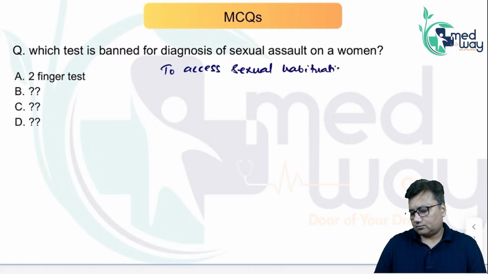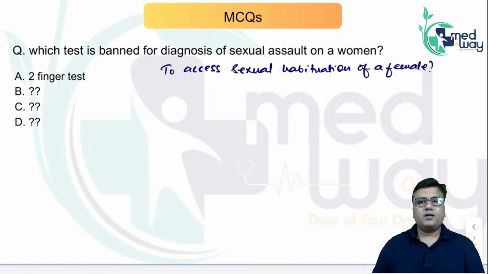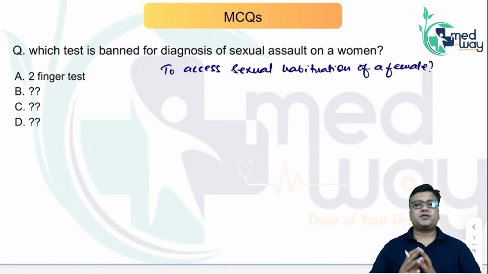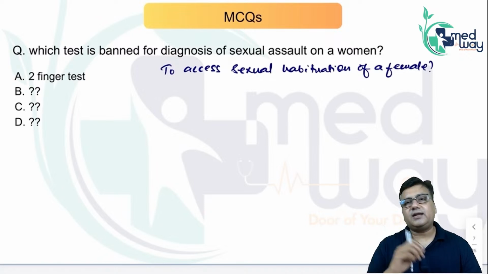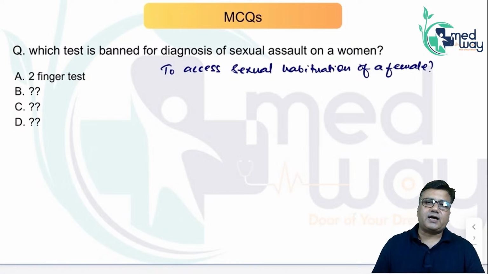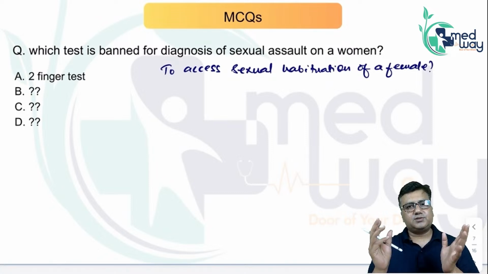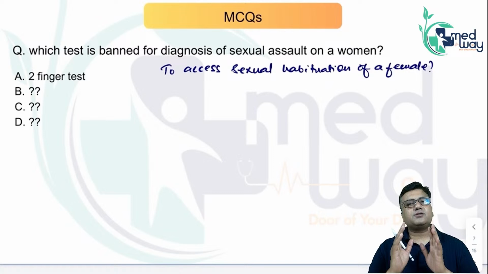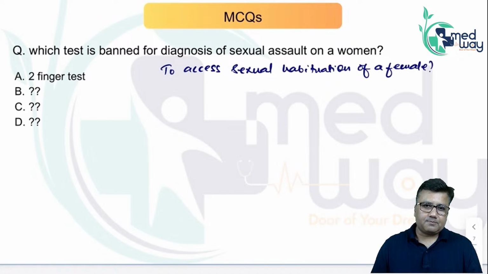Sexual habituation of a female means whether she is sexually experienced or not. And what used to be done was a per vaginal examination was done and fingers were penetrated into the vagina through the hymen. If the female was sexually habituated, the hymen would have ruptured and two finger penetrations were easily possible. This used to be called the two fingers test, right?